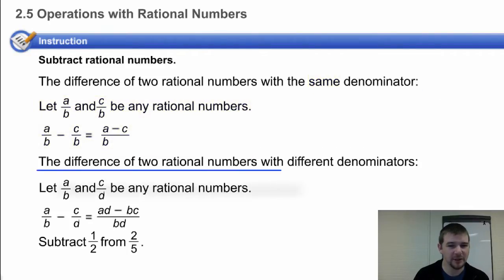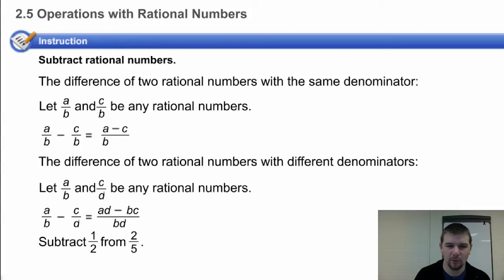The difference of two rational numbers with different denominators, again letting a over b and c over d be any rational numbers, will equal a times d, that cross product, minus b times c, that cross product, over b times d, the product of our denominators.